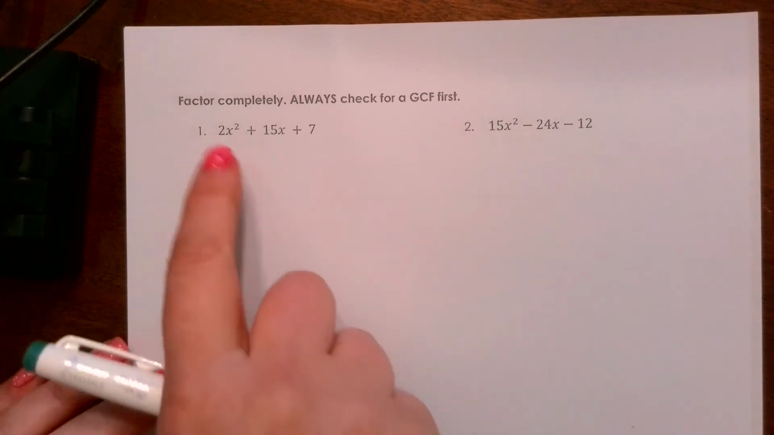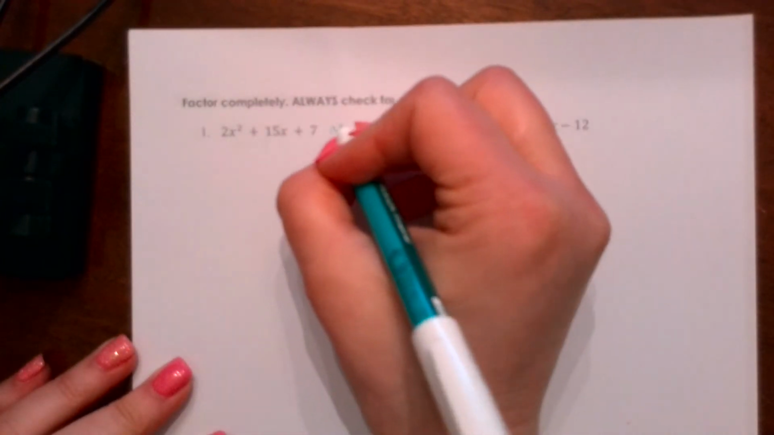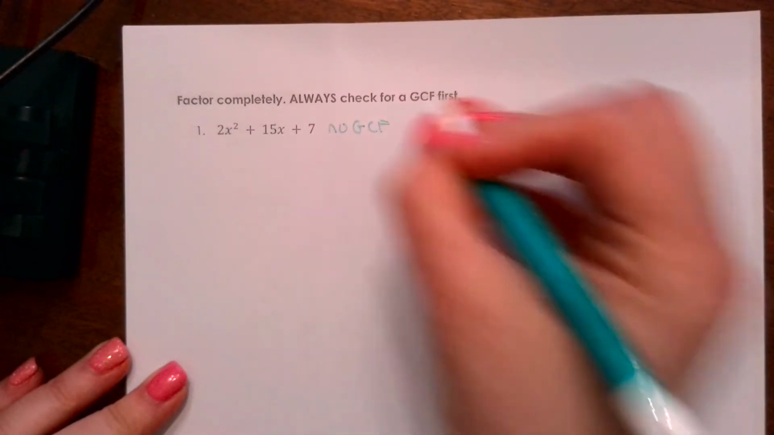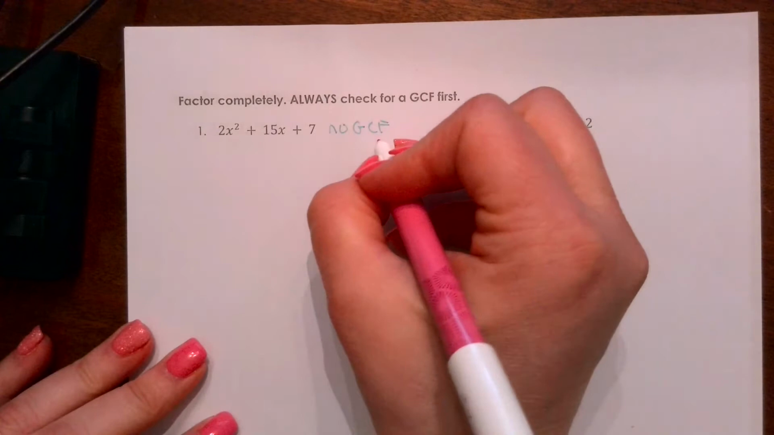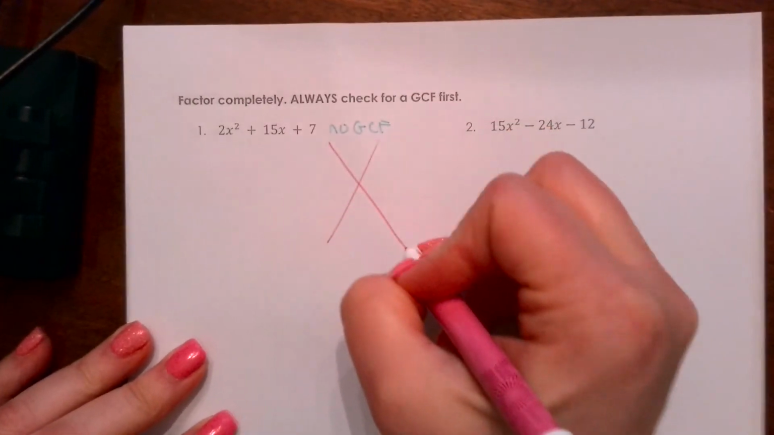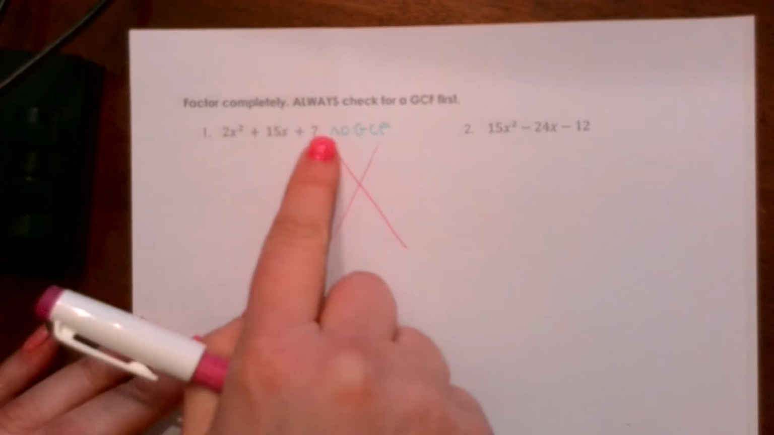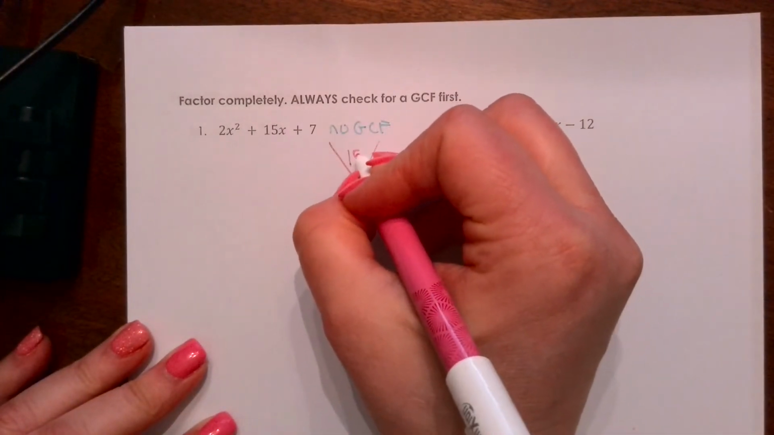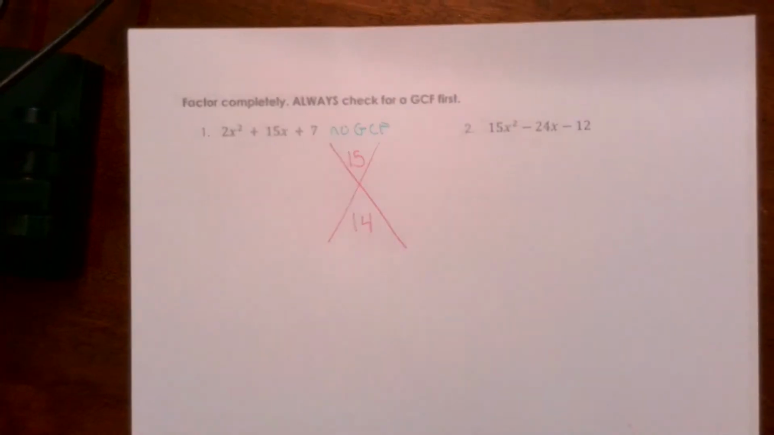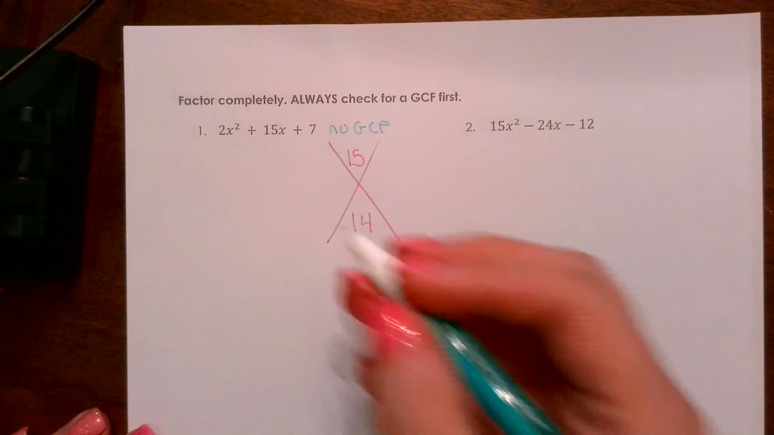I can look here and I've got a 2 that doesn't go into 15 or 7, so there is no GCF in this particular trinomial. So I'm going to draw my big X. A times C is 14, and my B is 15. I'm looking for factors of 14 that will add up to 15.